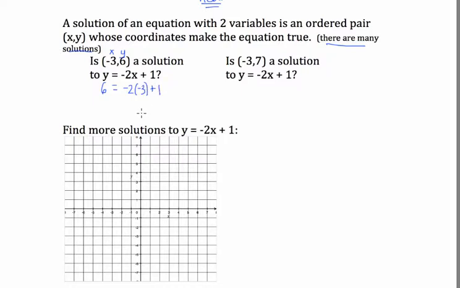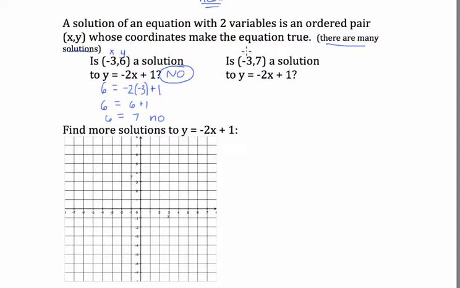So let's check and see if this is a true equation. We have a 6 on this side. Negative 2 times negative 3. A negative times a negative is a positive. So that'll be 6 plus 1. So I get 6 equals 7. No, that is not true. So therefore, negative 3, 6 is not a solution to the equation y equals negative 2x plus 1.